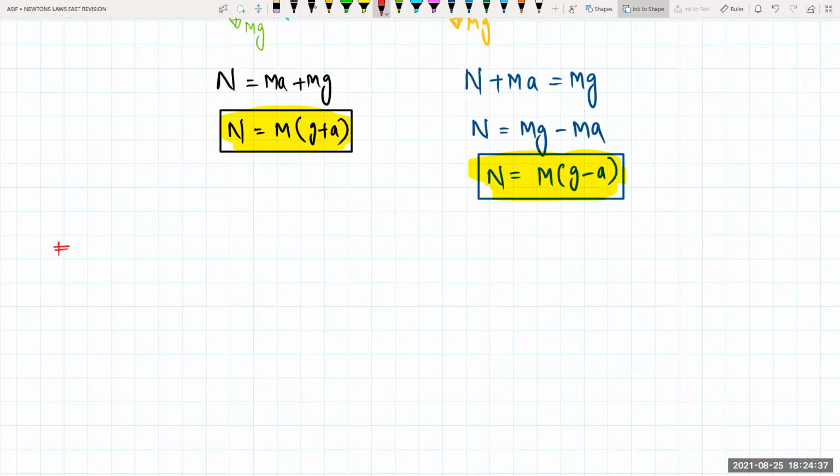Next one. Conservation of linear momentum.